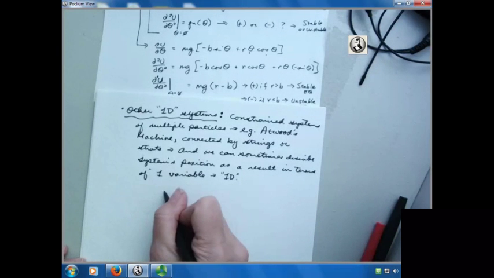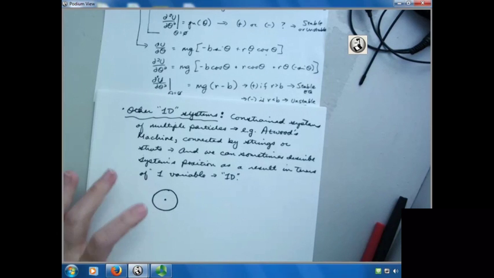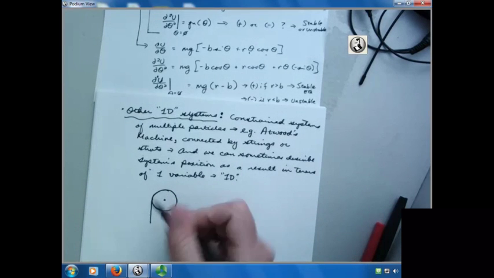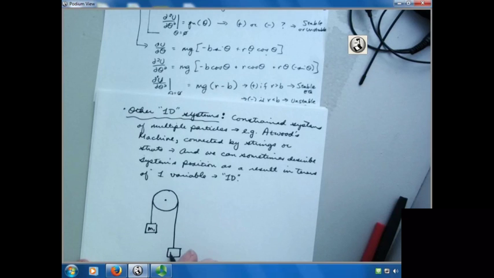So the example of the Atwood's machine, just to remind you what an Atwood's machine is. An Atwood's machine is a pulley sitting on a frictionless axle. And then I might have one mass hanging off of this side and another mass hanging off of this side. All right, and let's say that over here, I'm going to make a coordinate system down here, so that M1 is at Y1 and M2 is at Y2.